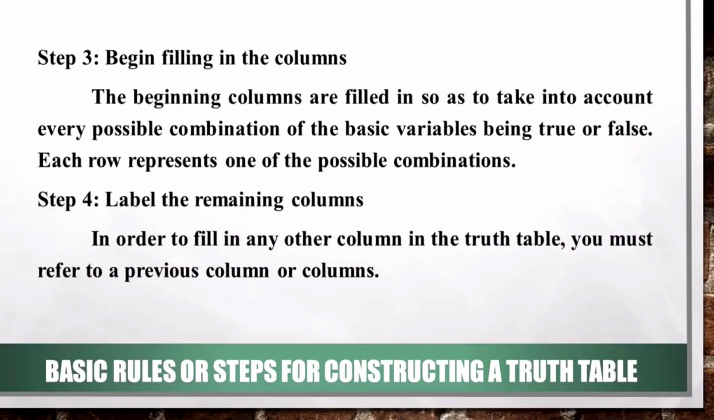In our step 3, we have to begin filling in the columns. The beginning columns are filled in so as to take into account every possible combination of basic variables being true or false. Each row represents one of the possible combinations. Kung kanina sa step 2 we determine the connectives, here we have to fill in from our data yung una, and then after we fill, we have to label the remaining columns. Yung mga connectives na idinagdag natin, yun yung magiging another columns natin.